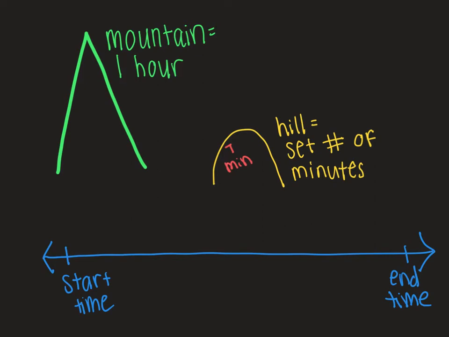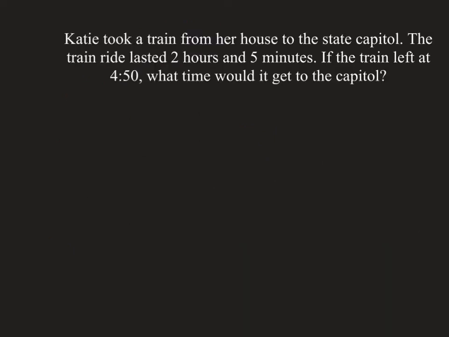And you will always have one of those when starting with your elapsed time questions that involve either an end time or a start time. So we're going to start with ending times. It says Katie took a train from her house to the Capitol. The train lasted 2 hours and 5 minutes. If the train left at 4:50, what time would she get to the Capitol?